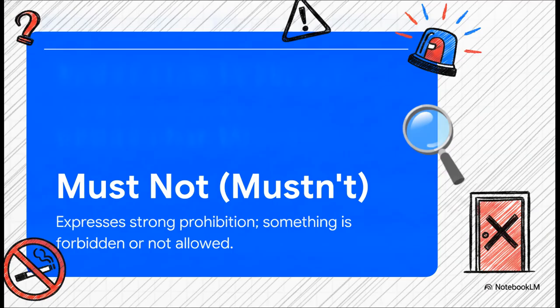All right, let's shift gears and look at the negative forms, because this is where things get really high stakes. Must not or mustn't expresses strong prohibition. It means something is strictly forbidden or absolutely not allowed. If you see a sign that says you mustn't smoke in the laboratory or passengers mustn't open the emergency exits, trust me, that is not a casual suggestion. Breaking this rule could result in serious danger or major consequences.